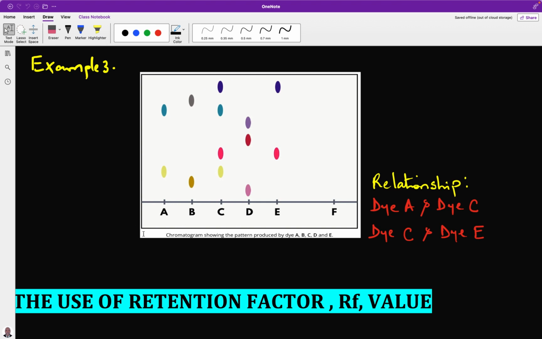If we look critically, dye A has 2 colors. The colors are not present in dye B. The colors are present in dye C. One of the colors is present in dye C, and the other color is also present in dye C. 2 of the colors are present in dye C. The colors are not present in dye D, and not even in dye E. Therefore, dye A and dye C have something in common.